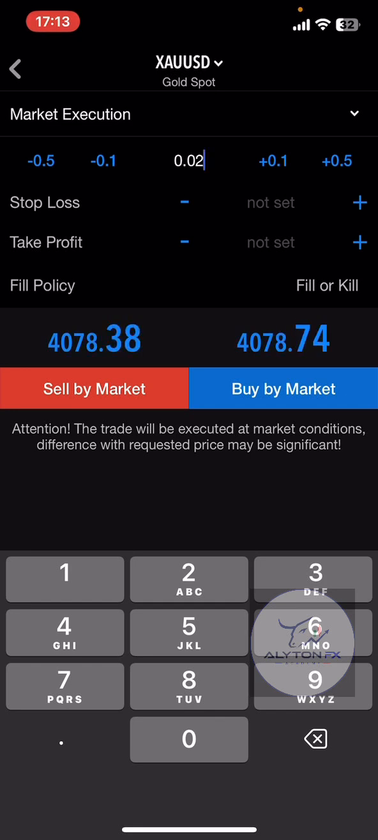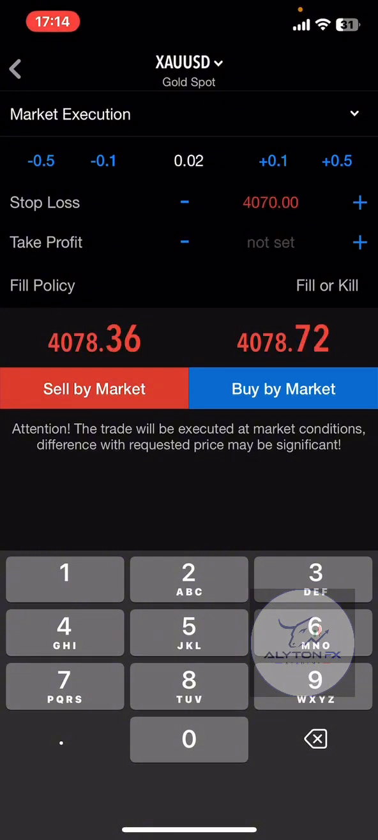The next thing is to set our stop loss. The current price is at 4078. This means that our stop loss needs to be below the current price, since we are buying. So we are expecting the market to rise. I'll be setting my stop loss at 4070. This means that if the market goes against us and hits our stop loss, our trade is going to close automatically.